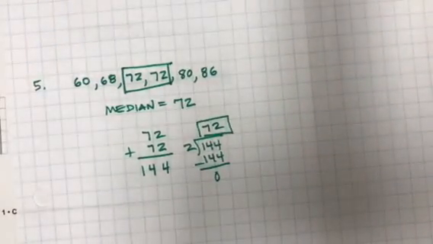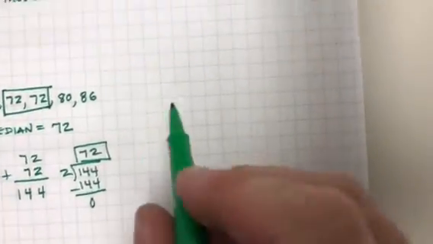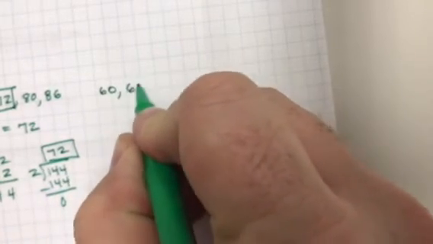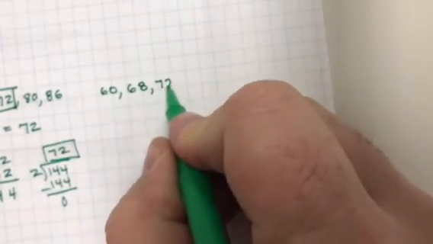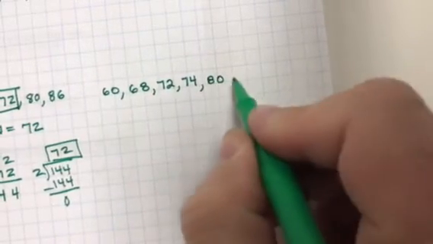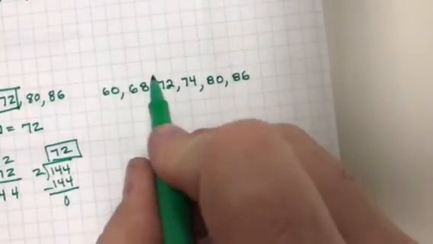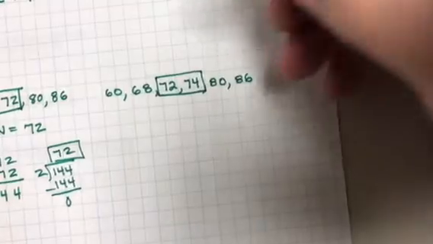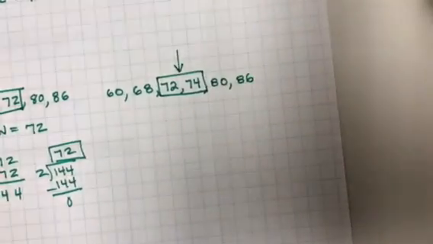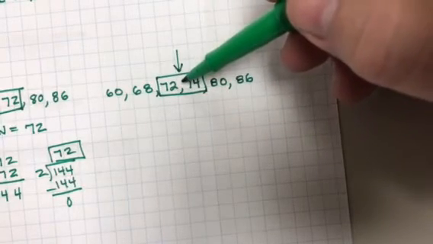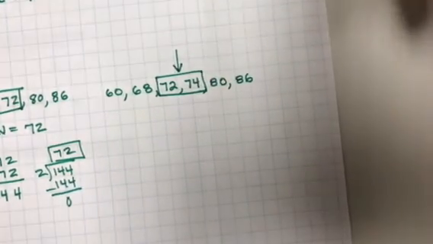When they don't match, for example, let's talk about these same numbers again, except let's make them not match this time. If we had 60, 68, 72, 74, 80, and 86, okay? In this case, our middle two numbers don't match. So there's a couple of ways that we can think about this. The median says the middle. We're still looking for the middle number. And if you think about 72 and 74, there's only one number that comes in between them, which is 73.